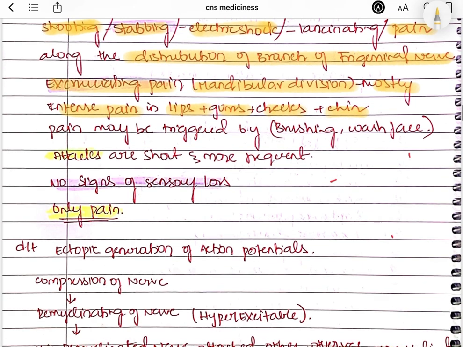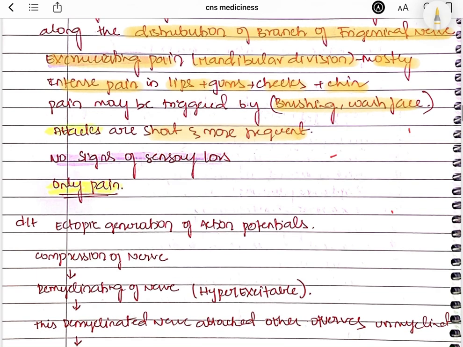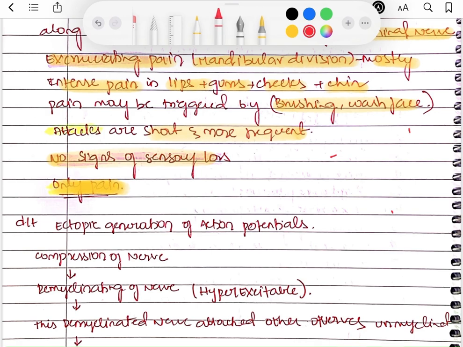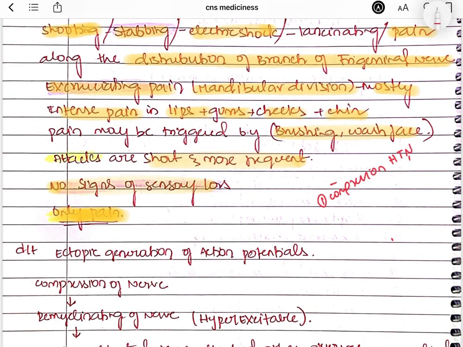The pain may be triggered by brushing and washing the face. Attacks are short and more frequent. There are no signs of sensory loss, only pain. The things you have to remember here: first, it is because of hypertension and compression; second, the mandibular division is most commonly involved; third, along the lips, gums, cheeks and chin there will be intense pain. How is this pain? It is sharp, shooting or shock like stabbing pain, right? And there is only pain, no sensory loss. So these are the 4 points which you have to remember.